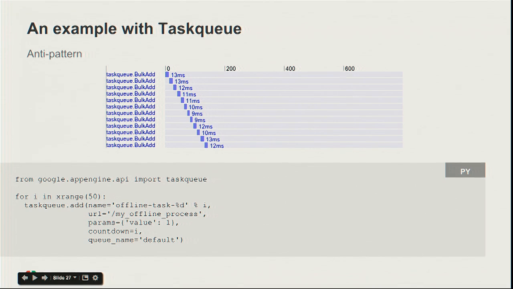But in this graph here, you can actually see each of the RPCs that's made by the application. I've actually trimmed off just after about the first 10, because that goes down to 50. As you can see, each request here is taking about 10 to 15 milliseconds. So overall, it's over 600 milliseconds to enter these actual requests into task queue.